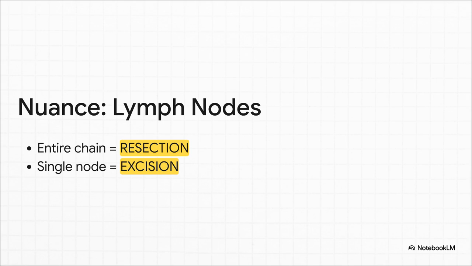And precision is literally everything here. Your procedural coding must pinpoint the exact anatomical level. Was it a localized toe or transmetatarsal amputation, or did it escalate to a major below-knee or above-knee amputation? The code has to match the reality perfectly.